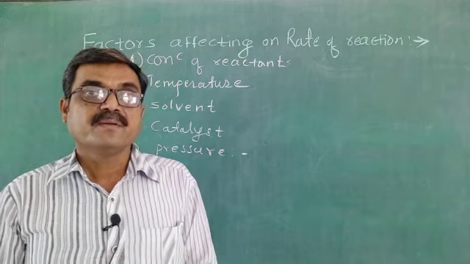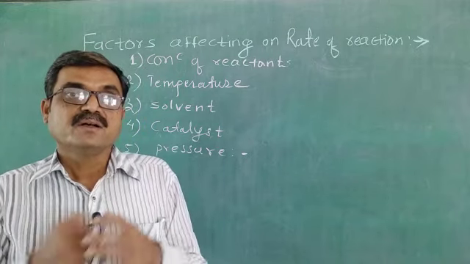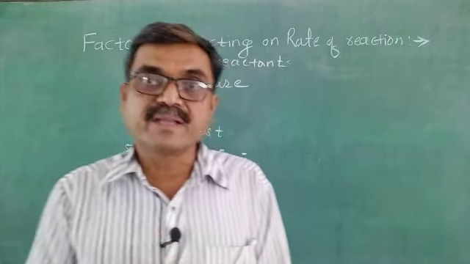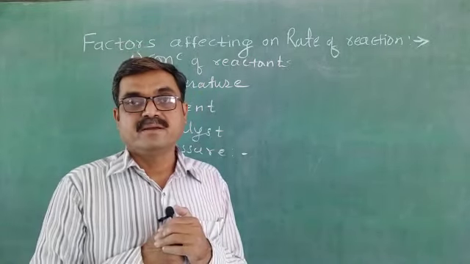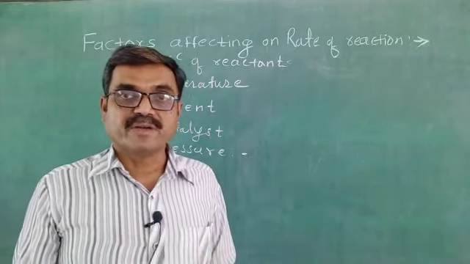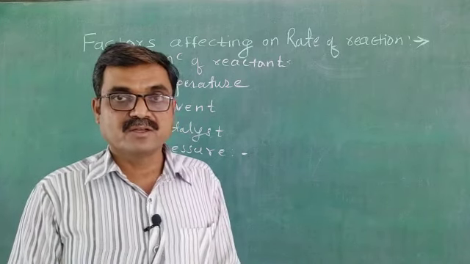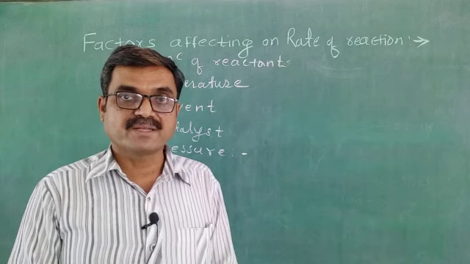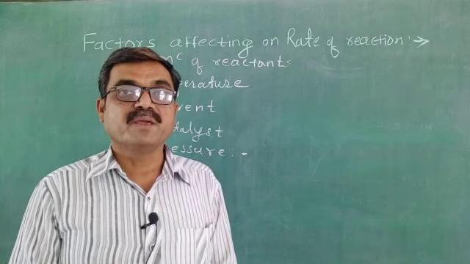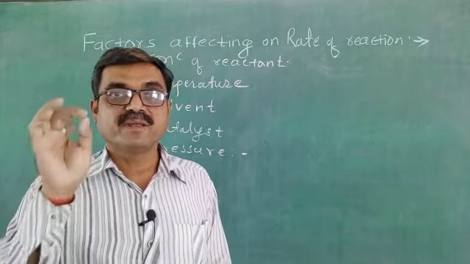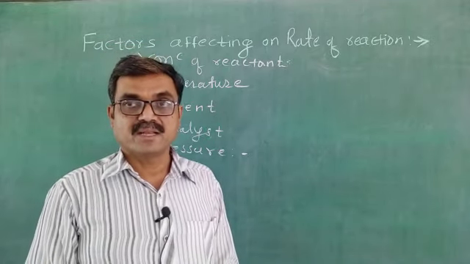Are you getting clear? Means what is the effect of solvent? The main role of solvent is to provide the medium for the reaction, and if a suitable solvent is not chosen, if we make a mistake in choosing the solvent for a particular reaction, then the rate of reaction may be changed. Means solvent plays a very important role in the reaction.